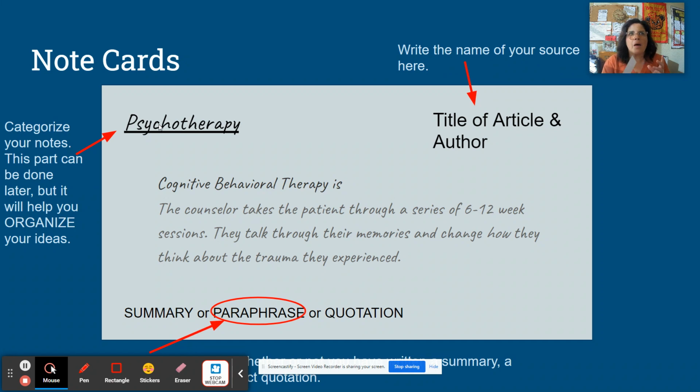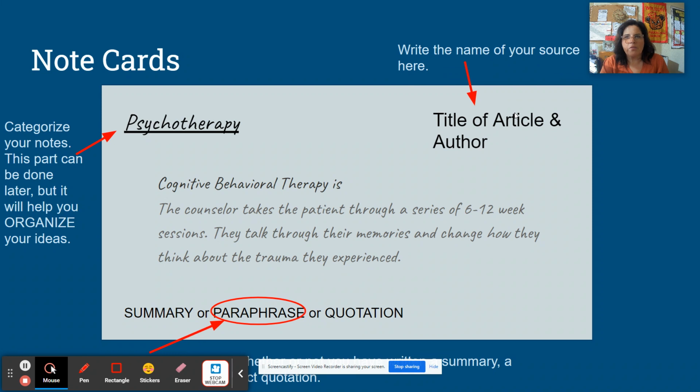I might talk about statistics in the homeless community. So I might make a subtopic homelessness. And then all the information that I put on the card has to do with homelessness. Okay. So we have a subtopic here. We have the name of the source and the author.